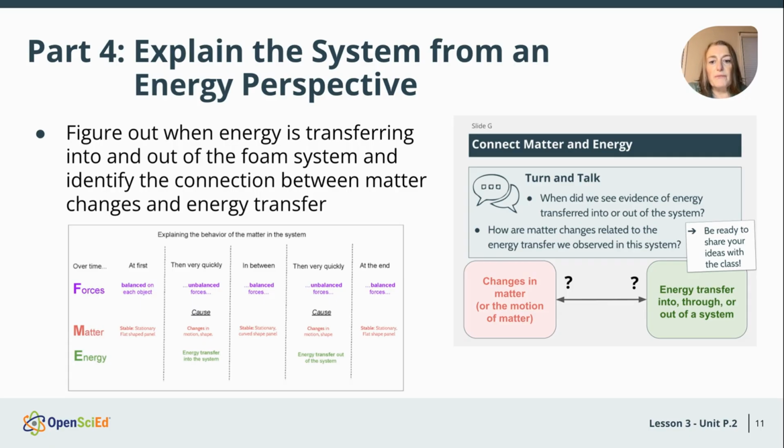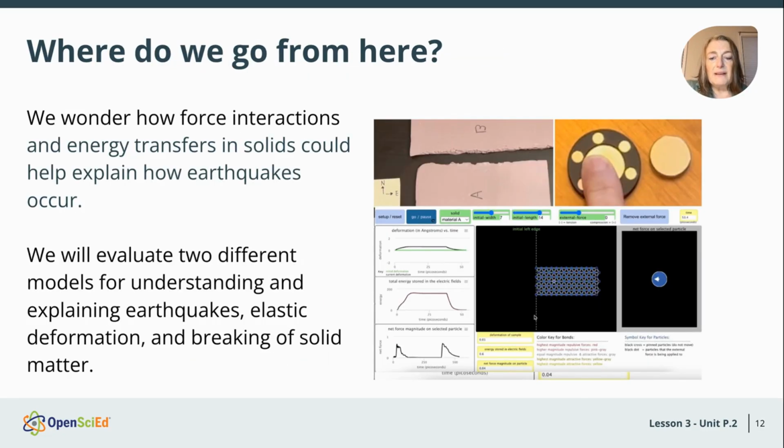Parts 3 and 4 are important because they help students think through the relationships between unbalanced and balanced forces, the stability or change in matter, and energy transfers before we add them to the MEF poster. By the end of Lesson 3, we have connected matter, energy, and forces at a macro level and learn about how matter is affected by unbalanced forces. This motivates us to figure out how a solid object can compress, stretch, and break under force, and whether this could be happening to tectonic plates.